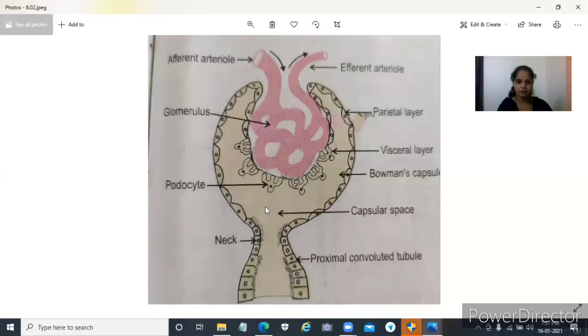Bowman's capsule continues into the next part, that's the neck portion. It's a smaller part and this capsular space continues into the lumen of the neck.